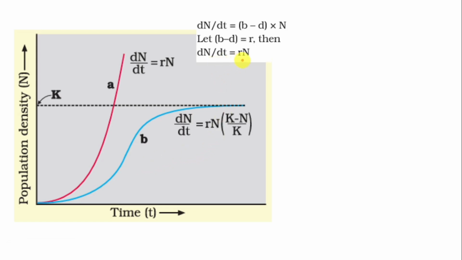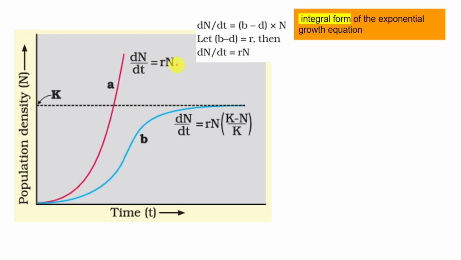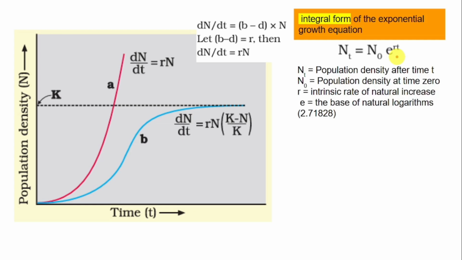dN by dt is equal to rN. r is the intrinsic rate of natural increase, and this equation is for exponential growth. In integral form, this is the form. Specially a question was asked on e. What does e indicate? Base of natural logarithm. And last one, this is the equation for logistic growth. So you have to include the concept of carrying capacity, K. This carrying capacity puts a limit on how much a particular species can increase in a given ecosystem.